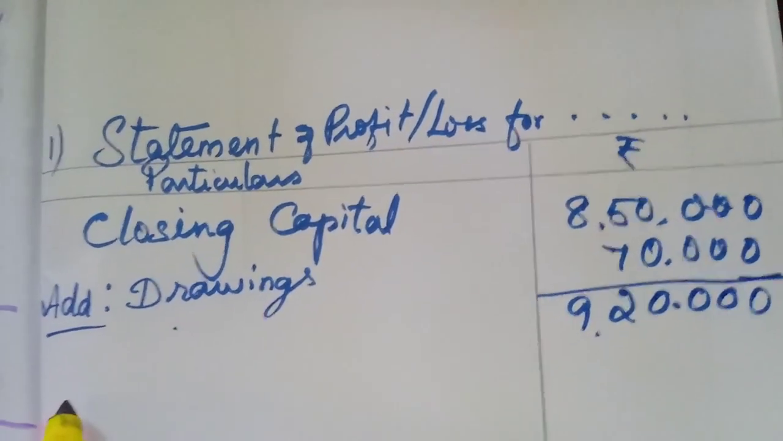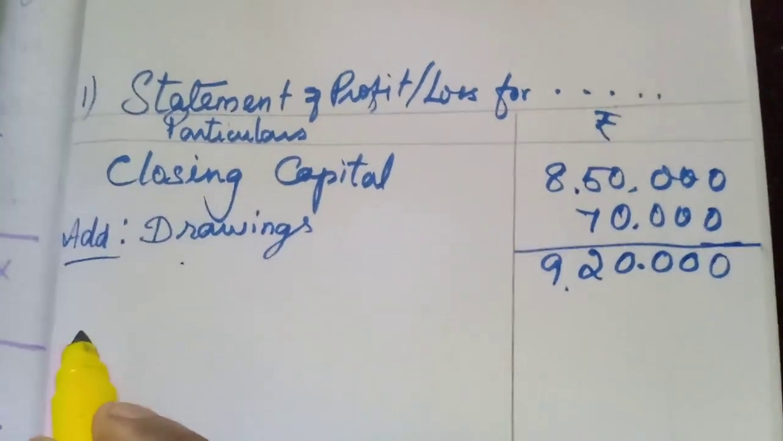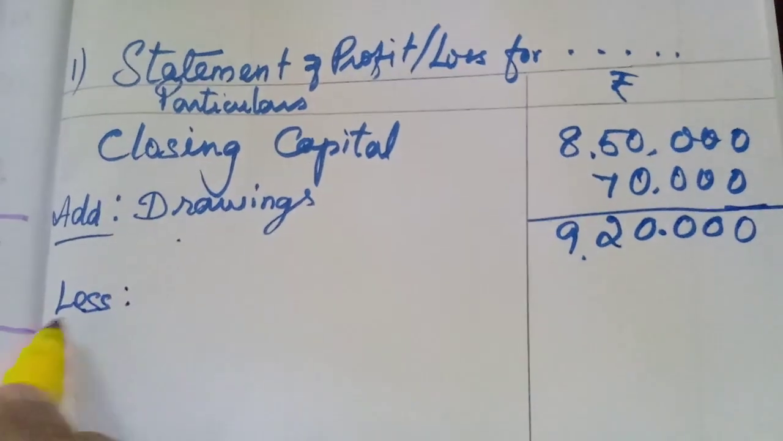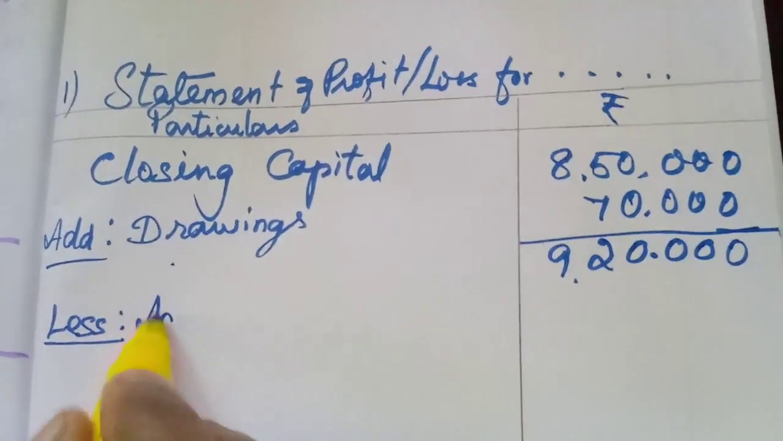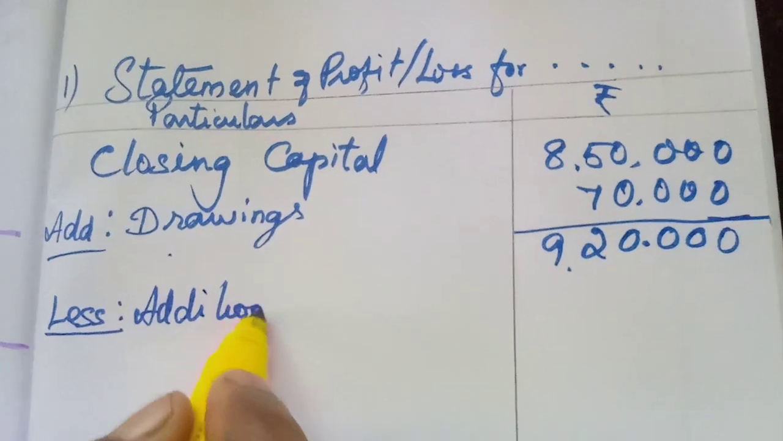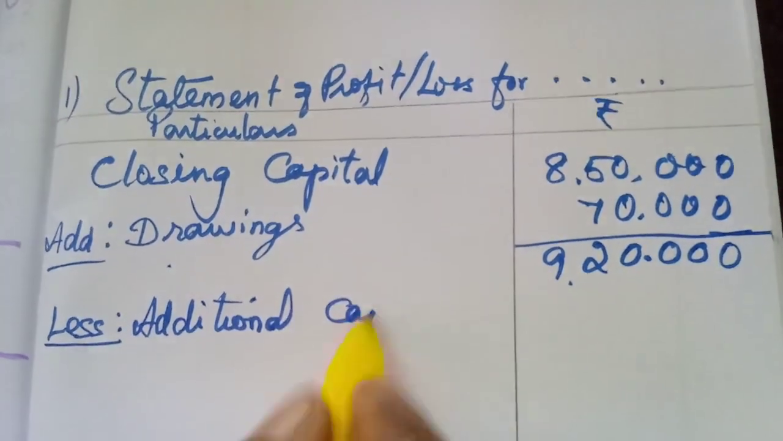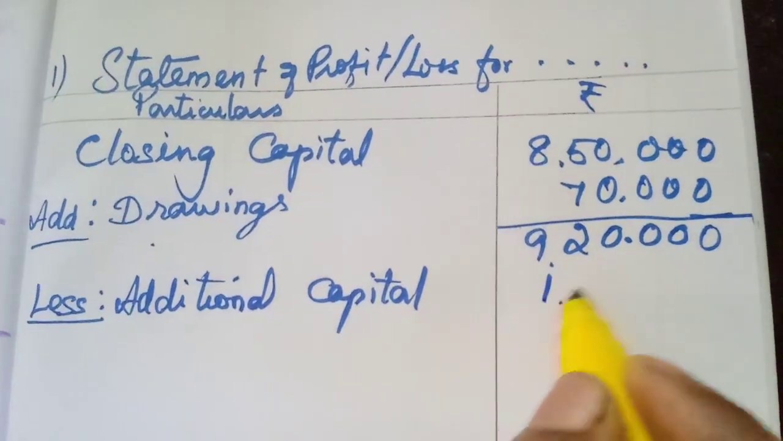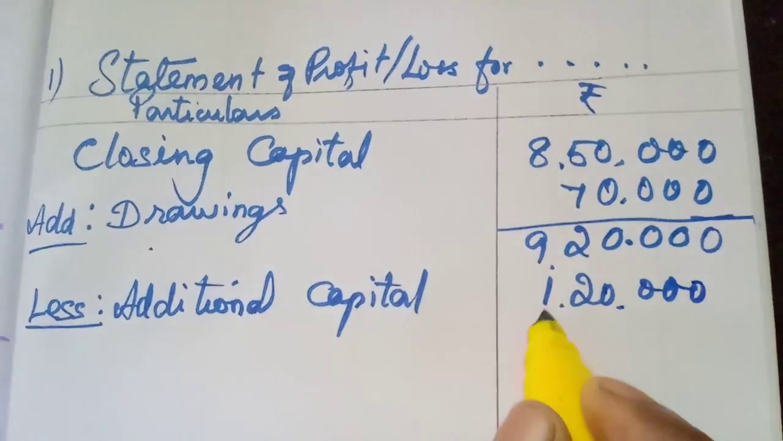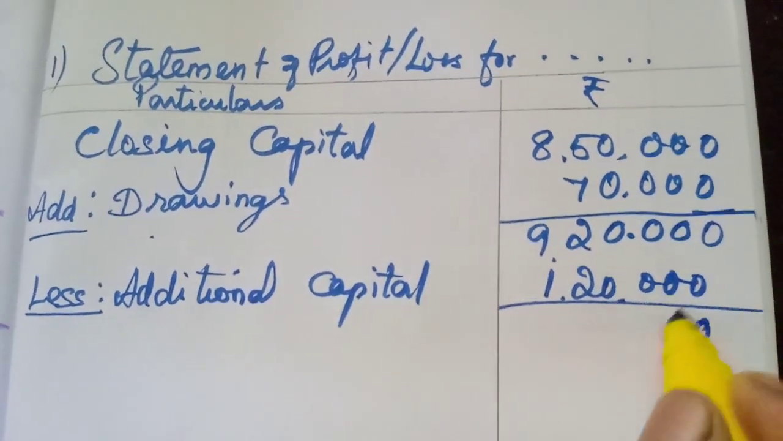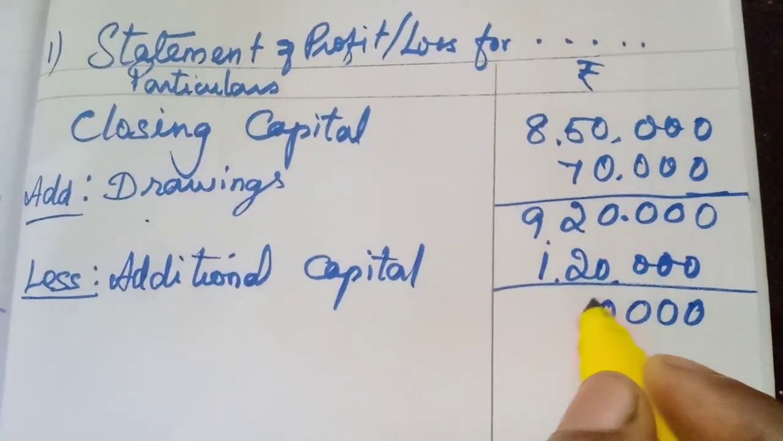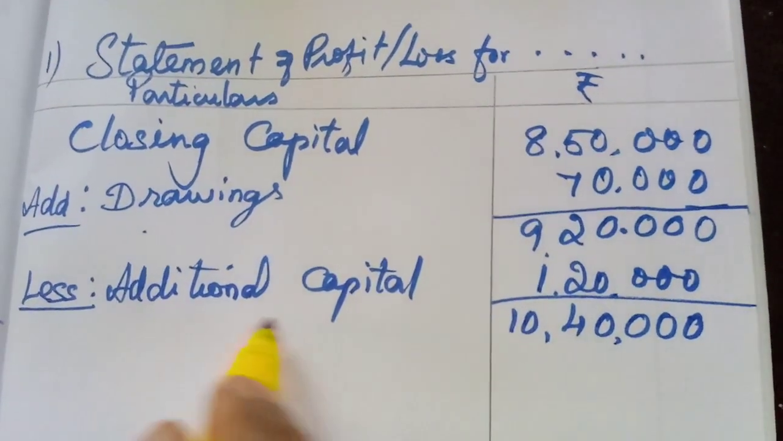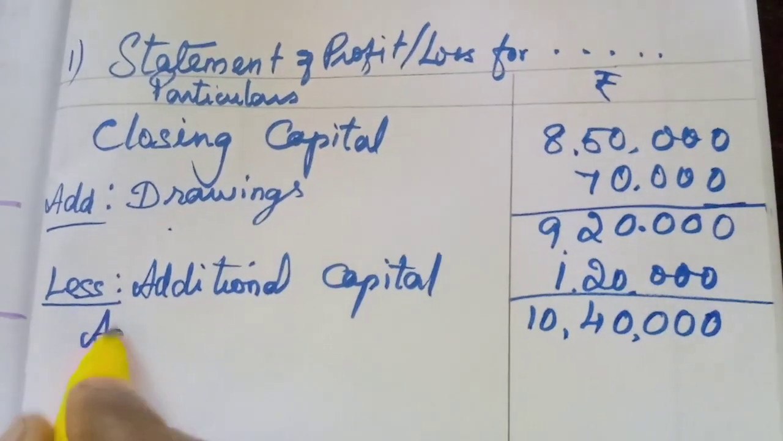Then next one, less additional capital. Less, 2 dot underline, additional capital 1,20,000. Now you add and write. 2 plus 2, 4, 9 plus 1, 10. So 10,40,000. Here you have to write adjusted closing capital.